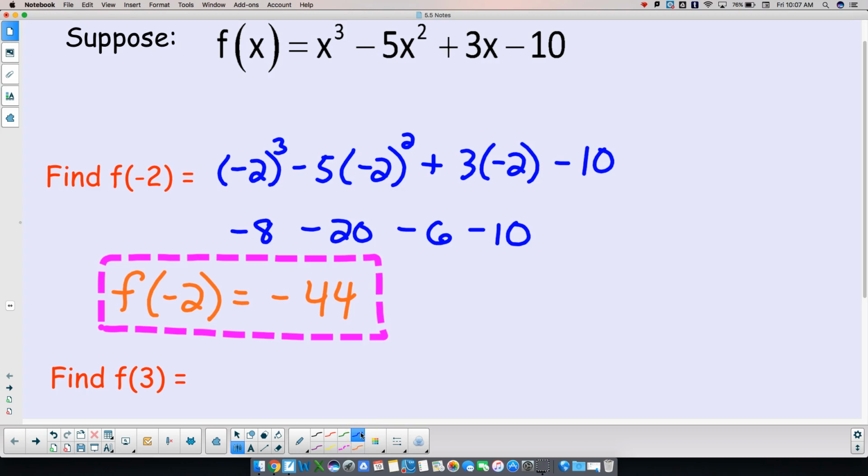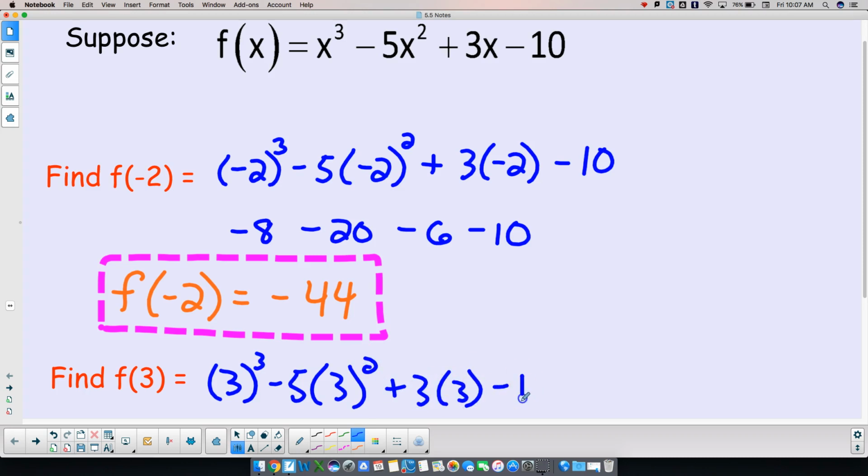Then, plug in 3, same thing. 3 cubed minus 5 times 3 squared plus 3 times 3 minus 10.